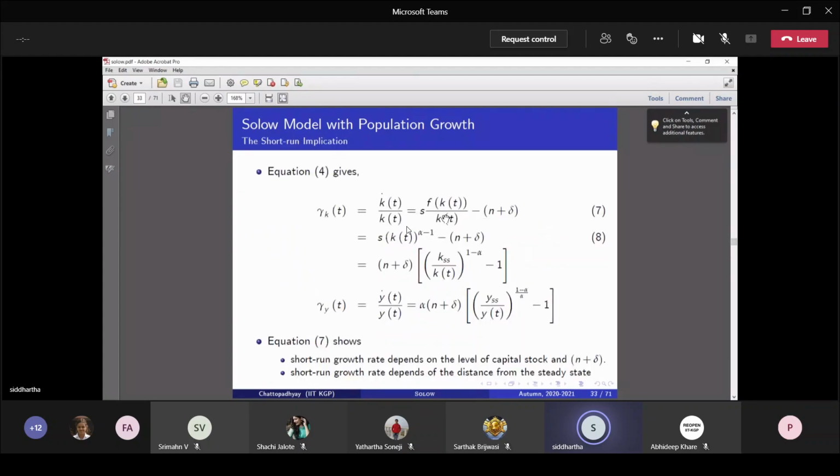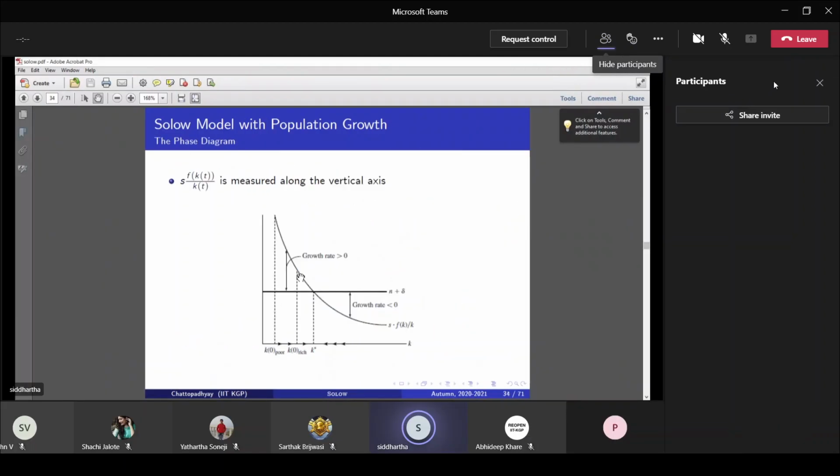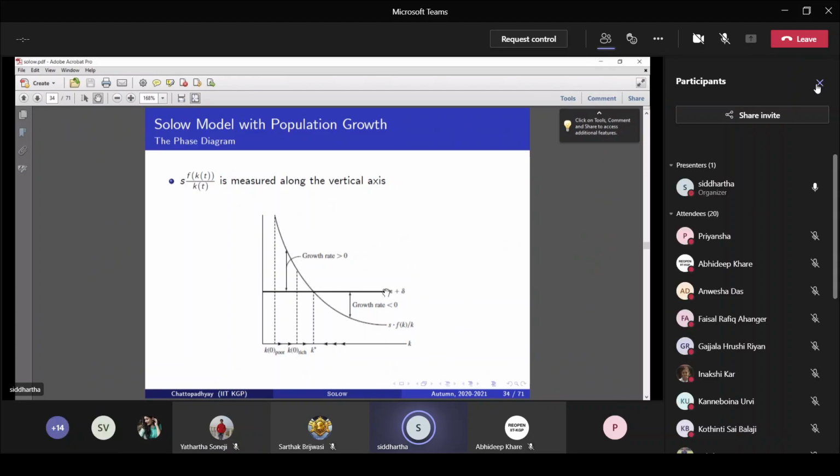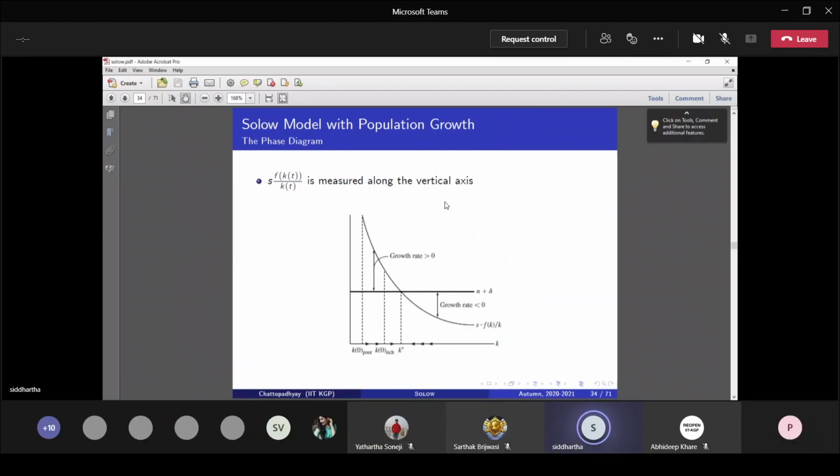So we have started over here. I am giving a graphical representation of equation number 7 or equation number 8. And obviously, SF(K)/K, which is s k_t to the power alpha minus 1 in our production function. When you differentiate s k_t to the power alpha minus 1 with respect to k_t, since alpha is a fraction, it's a negatively sloped line. As a result, SF(K)/K is a negatively sloped line. n plus delta is constant. The intersection point gives me the steady state.